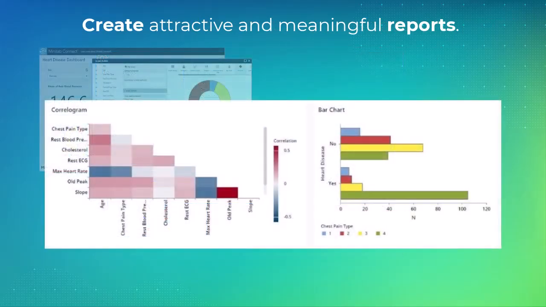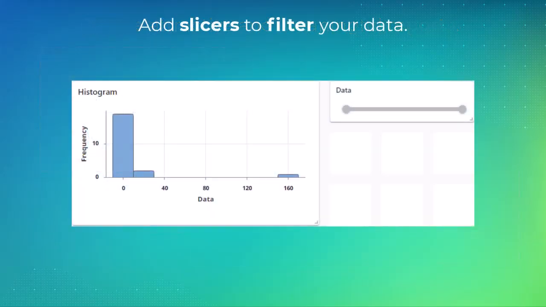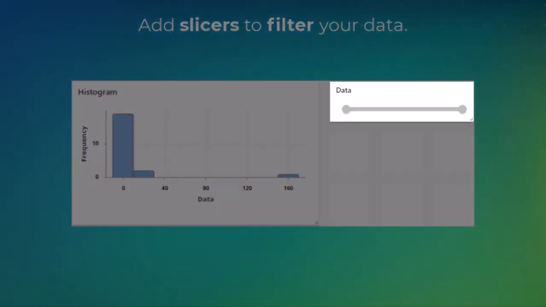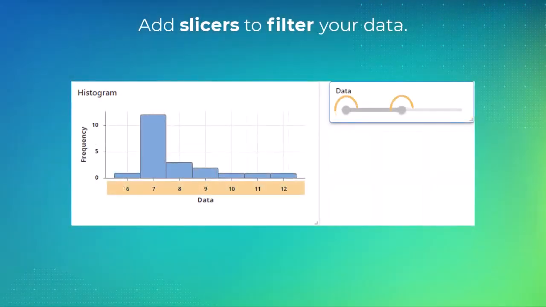The dashboard includes many graphs to help you visualize the data. Additionally, you can create tables that show the underlying data for those graphs. To narrow your focus on a particular table or graph, add slicers to filter your data. When you change the endpoints of the slicer, your output automatically updates to display only the selected data range.